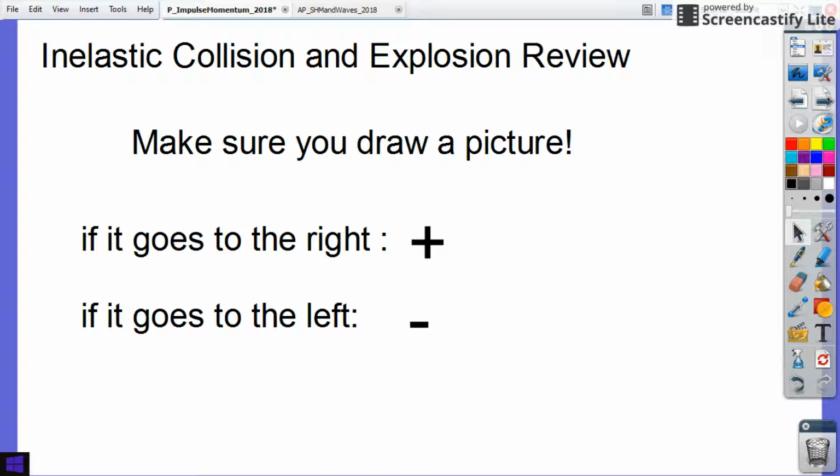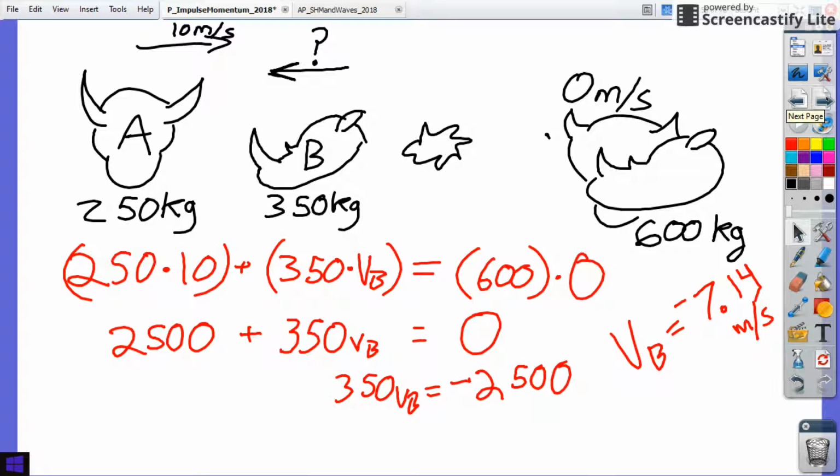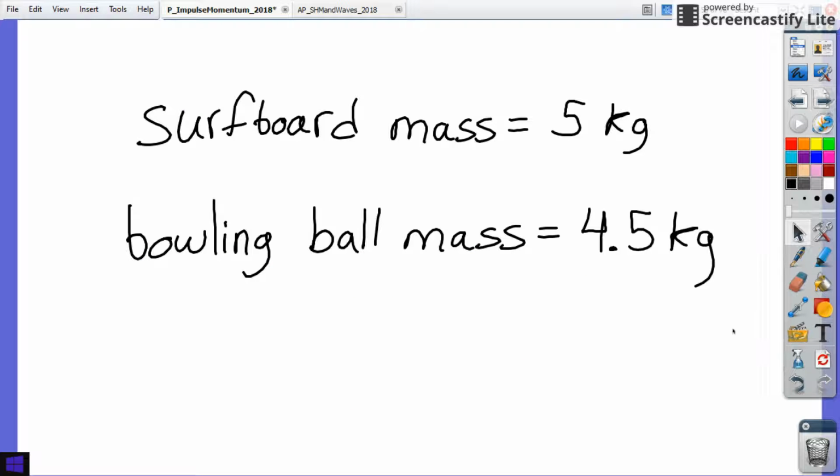All right, now there are two typos on the quiz before you get started. I forgot to tell you the mass of the surfboard, and I forgot to tell you the mass of the bowling ball. There is one problem with a surfboard. The mass is 5 kilograms. There is one problem with a bowling ball. The mass is 4.5 kilograms. That's it. You are now ready to take the quiz.